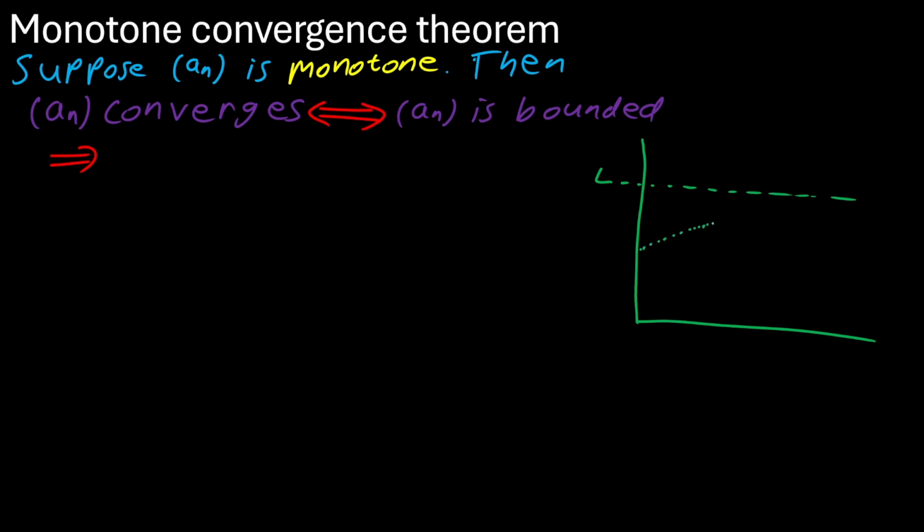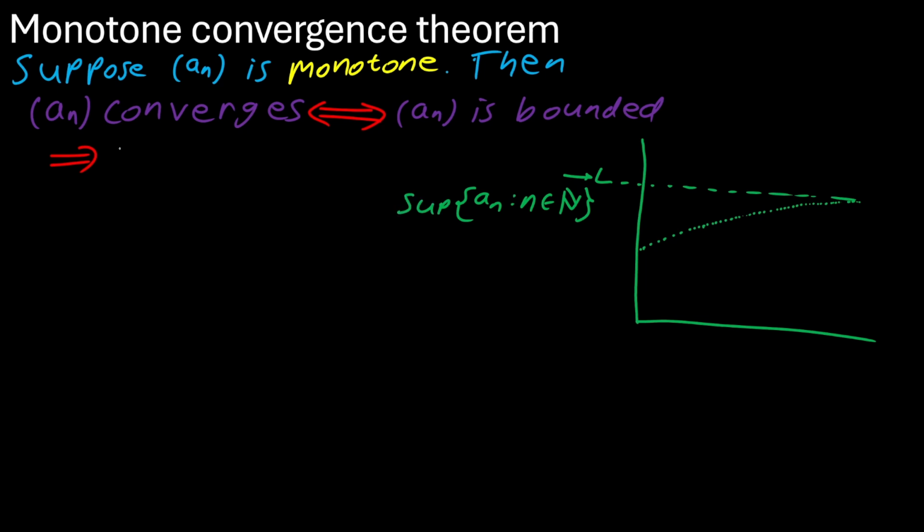then eventually we keep going up and up and up, and we're going to hit this ceiling, and we're going to converge to this thing if this is actually the sup of an, such that n is in N, the sup of this set. And similarly, if it were decreasing, it would decrease to the inf of that set.